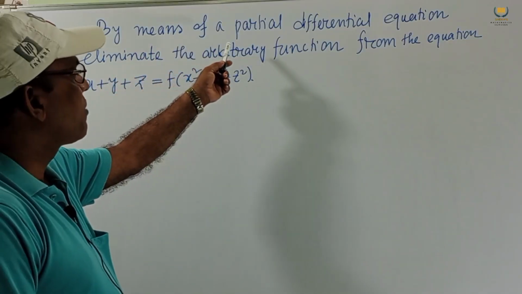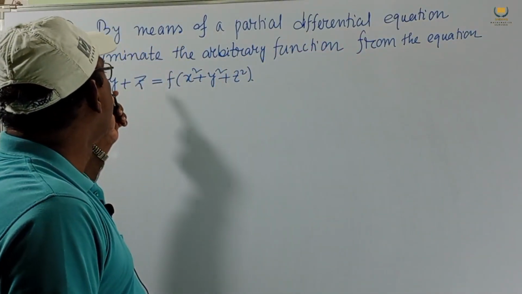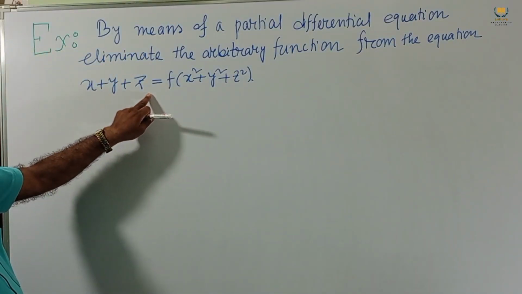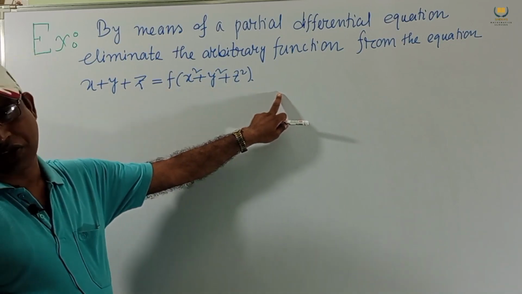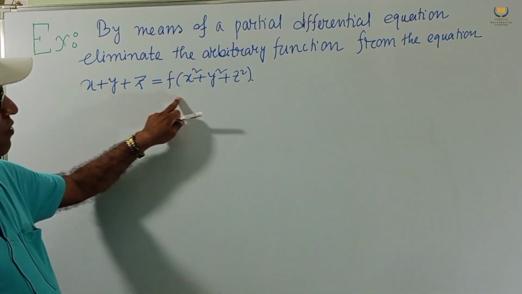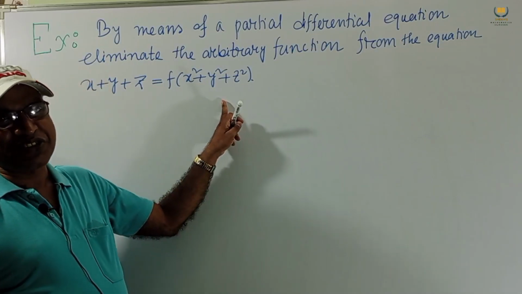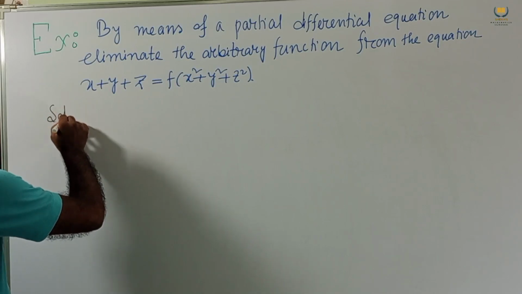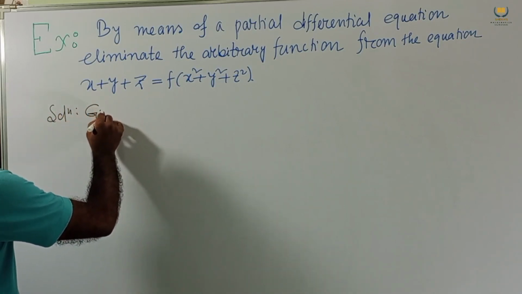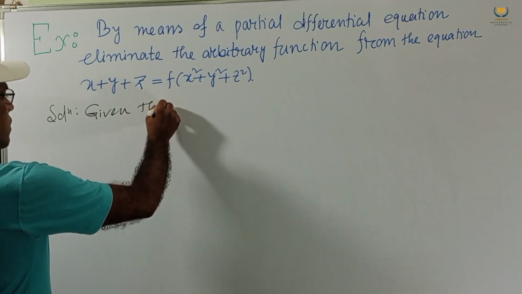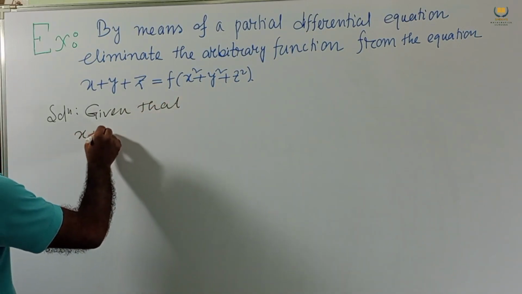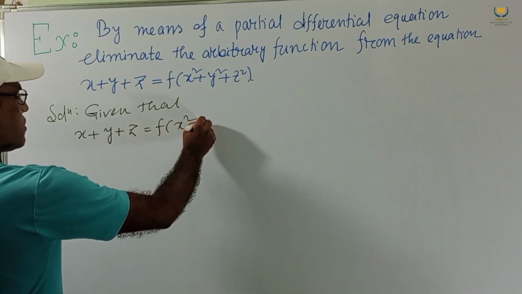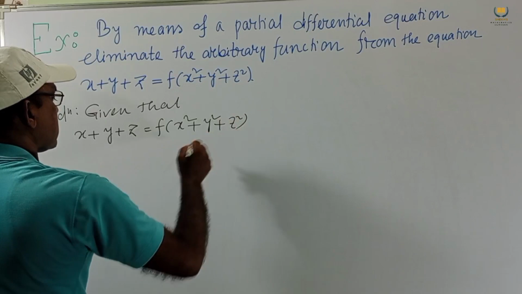By means of a partial differential equation, eliminate the arbitrary function from the equation x plus y plus z equal to f of x square plus y square plus z square. From this, we want to construct a partial differential equation by eliminating the function f. Now the solution starts. Given that x plus y plus z equals f of x square plus y square plus z square.